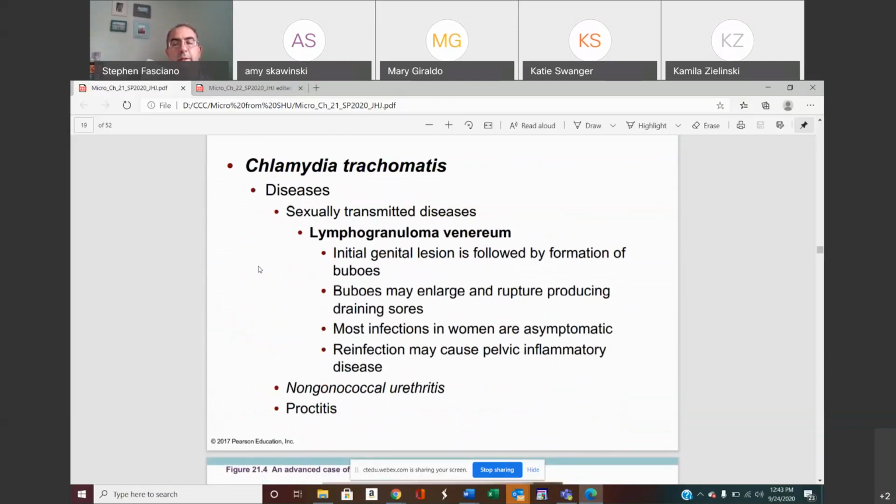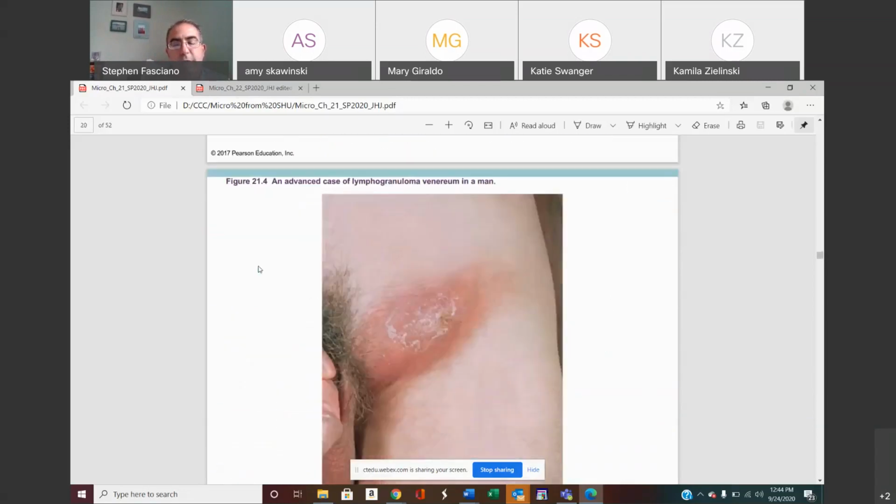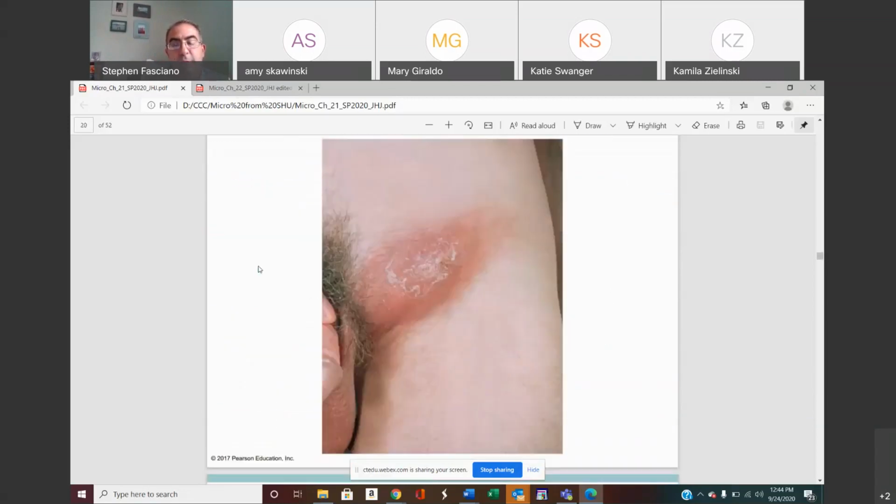You get an initial genital lesion, followed by these buboes, which are like swollen lesions, basically like pus filled. And most infections in women are asymptomatic, but reinfection over and over again can lead to things like pelvic inflammatory disease, which can lead to cancer, can lead to a woman being sterile, that kind of thing. So there's just a picture of somebody with chlamydia.